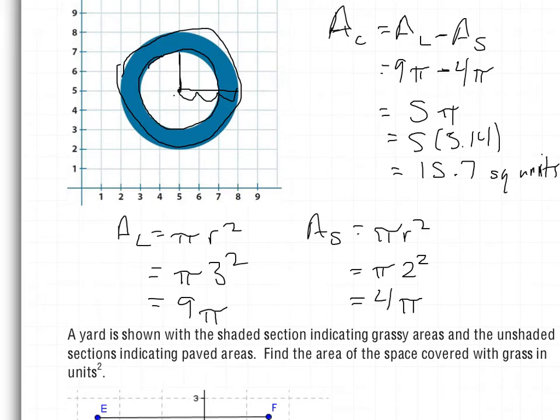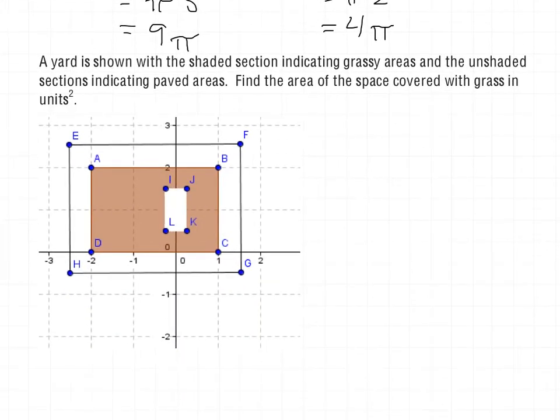So what we can see is today's going to be a lot of puzzles. You're going to be identifying, hey, how can I use the pieces that I have here to either put figures together to add up to something or take figures away from something that's larger. So let's start with this particular figure. It says that the yard is shown with the shaded sections indicating the grassy areas and the unshaded sections indicating the paved areas. Find the area of the space covered with grass.